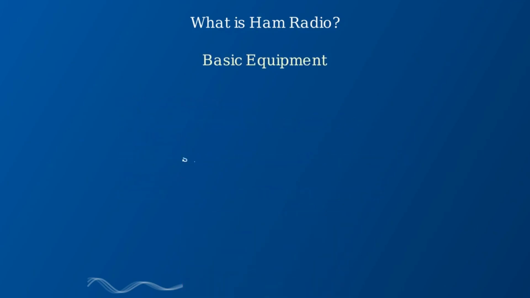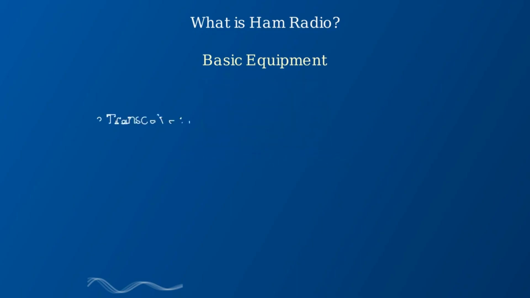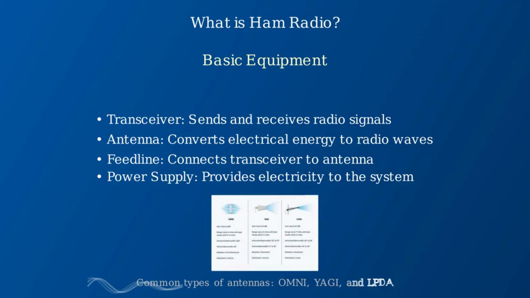A basic ham radio setup includes a transceiver, which combines a transmitter and receiver in one unit. The transceiver connects to an antenna through a feed line. The system also requires a power supply and may include additional equipment for specific operations. Common antenna types include omnidirectional dipole antennas and directional beam antennas, each with specific advantages for different communication needs.